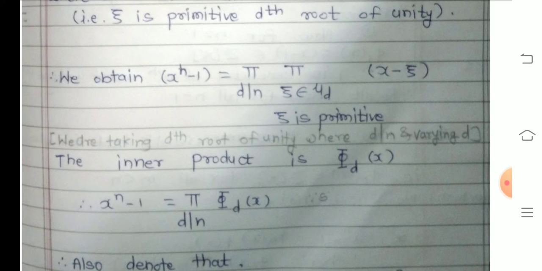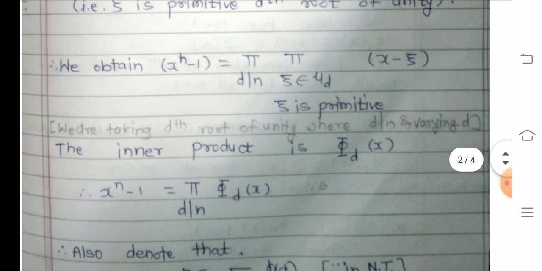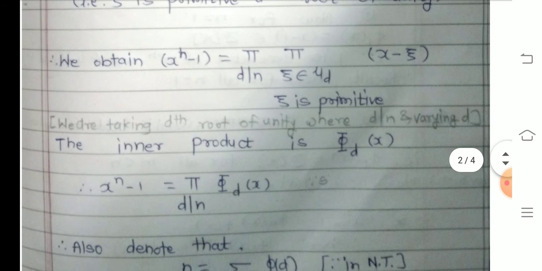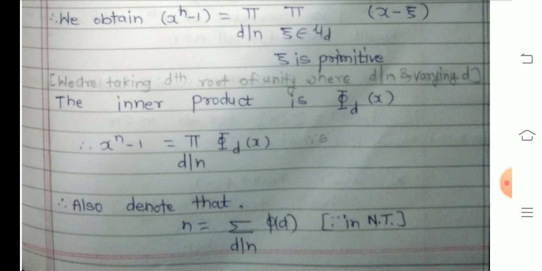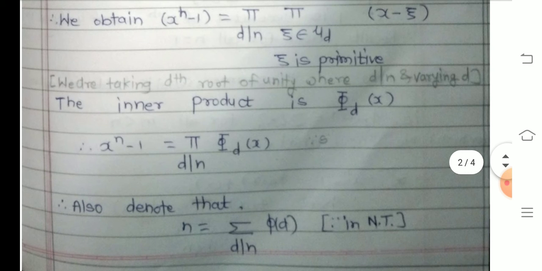Therefore, we can write x^n − 1 equal to the product over d dividing n of Φ_d(x). Suppose n equals 4. We know that the divisors of 4 are 1, 2, 4. Then we can write x^n − 1 equal to Φ_1(x) into Φ_2(x) into Φ_4(x). This equals x^4 − 1, here n equals 4. Also, we note that n is equal to the summation over d dividing n of φ(d).